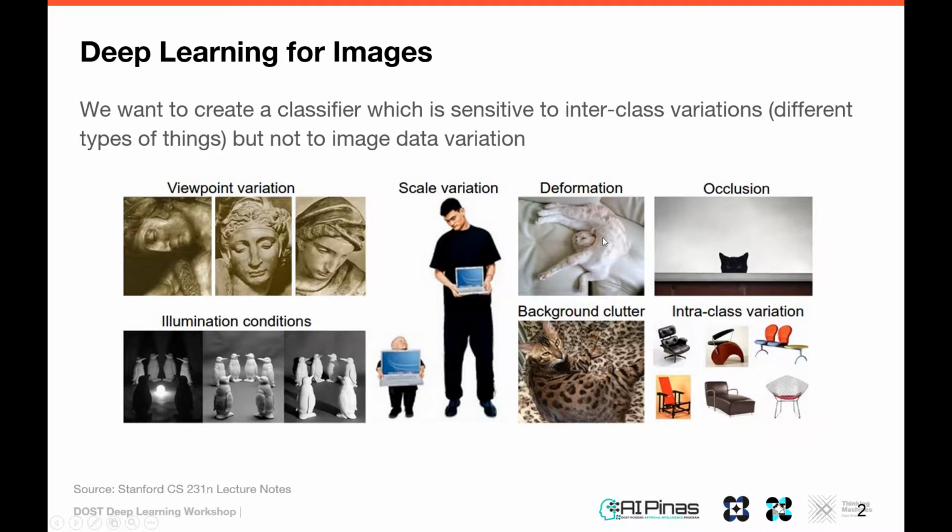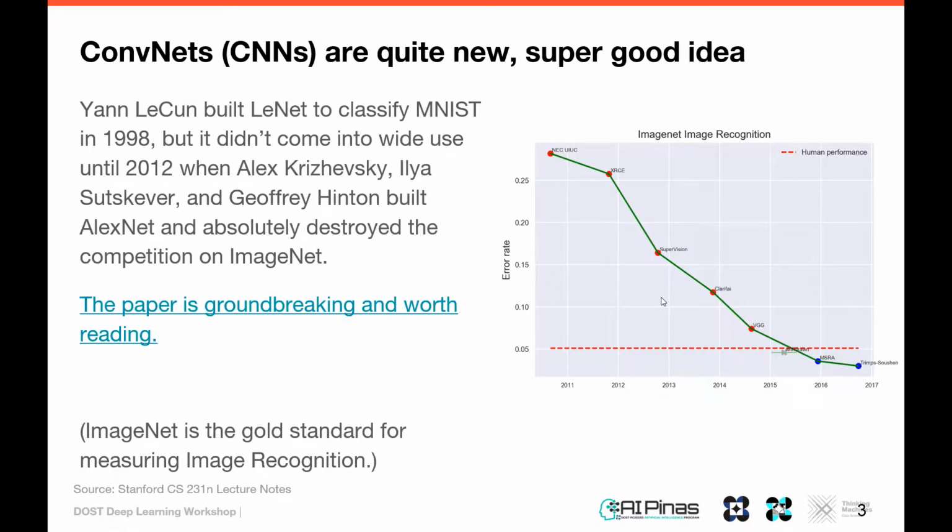A messed up cat is still a cat, a cat sitting on a pattern that looks exactly like the cat is still a cat. And well, this is not cats, but all these different chairs are still chairs. Convolutional neural networks are really what you want to use to do image classification like this. And they're a pretty new idea.